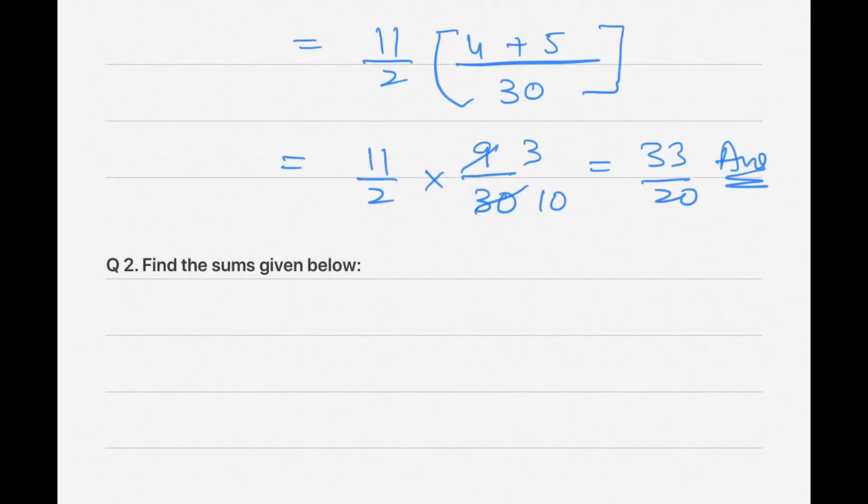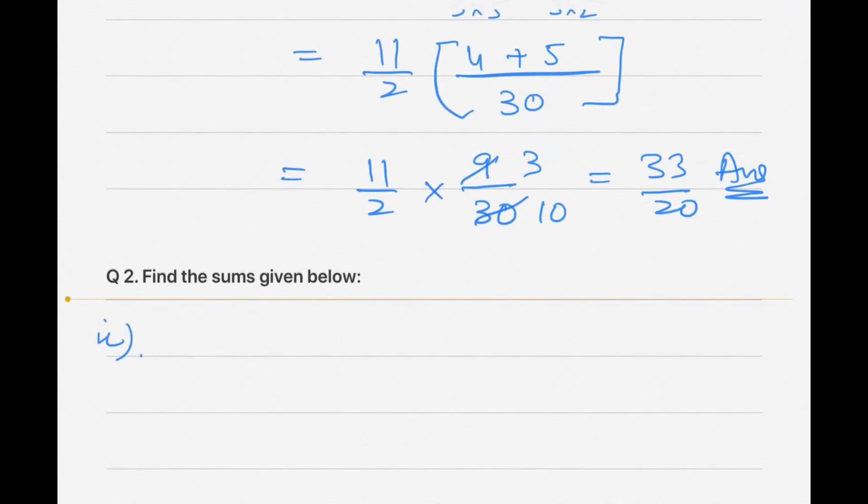Okay, question number 2. It says find the sums given below. So we are given, okay, let's see. So this is the first part now. The first part says 7 plus 10 and a half plus 14 and so on, plus 84. Okay, so now we have to see whether it is an AP or not. Yes, so we'll first find D, so that if D is the same, then we can find out.